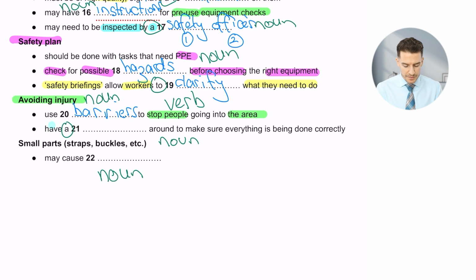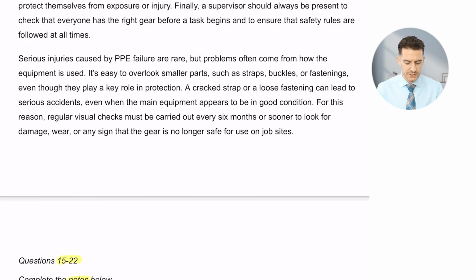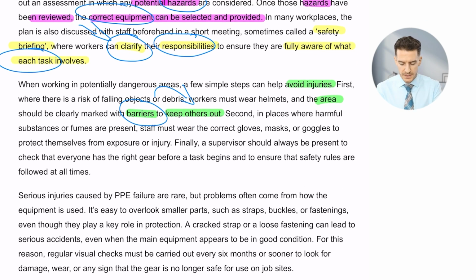Have a something around to make sure everything is being done correctly. So remember, we're looking for a noun and it's a, so we're looking for one thing. We need to have something or someone around, maybe in that area. Why? To make sure everything is being done correctly. So let's go back up and see if we can find that. So second, in places where harmful, staff must wear, protect themselves.